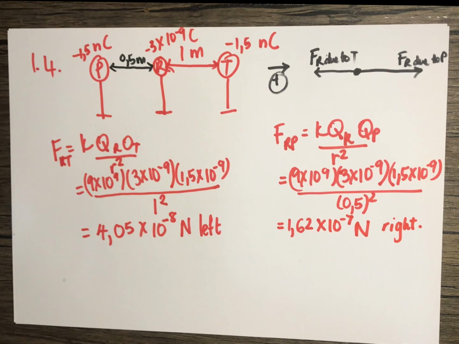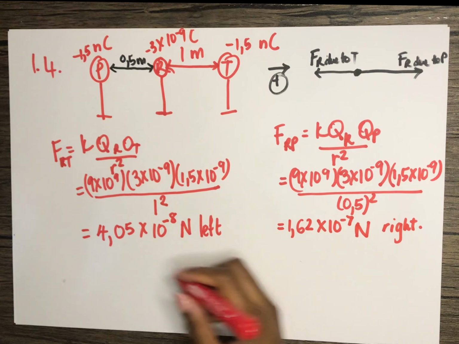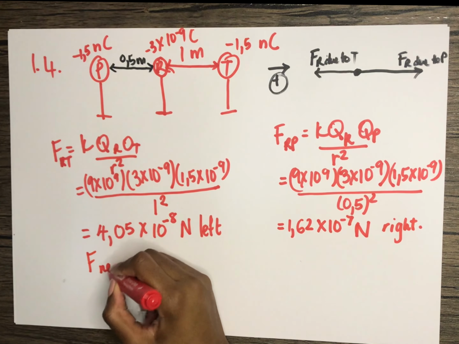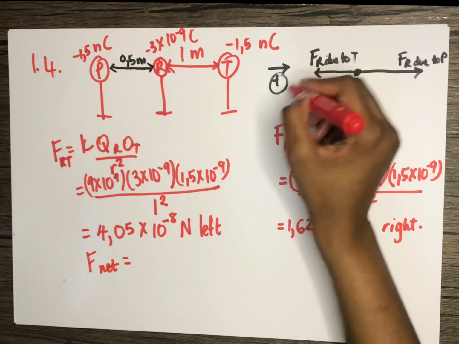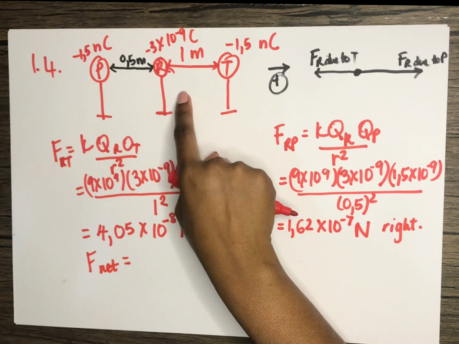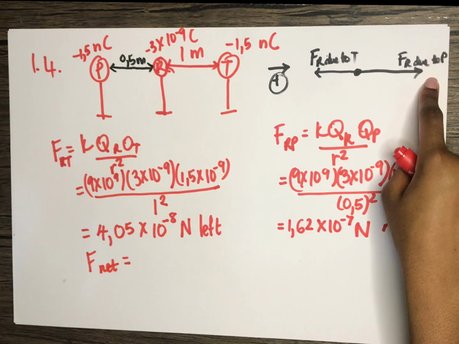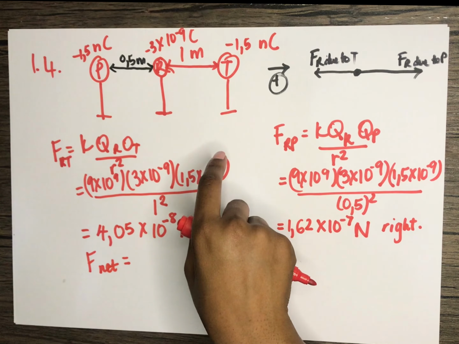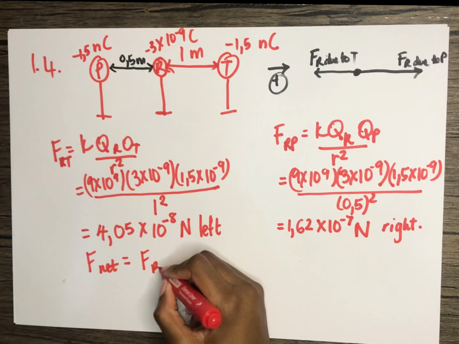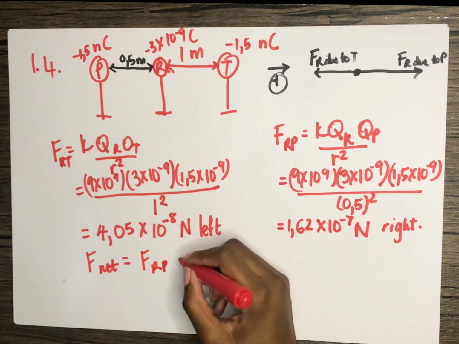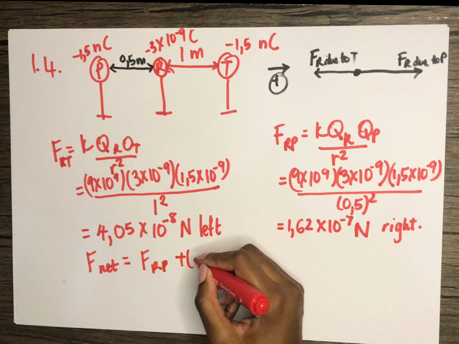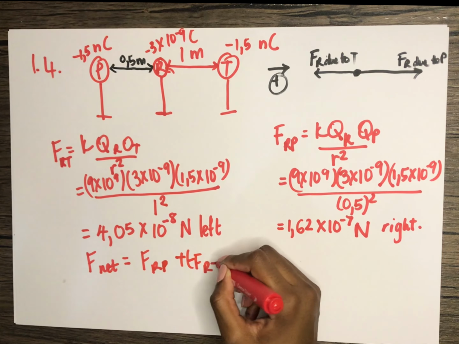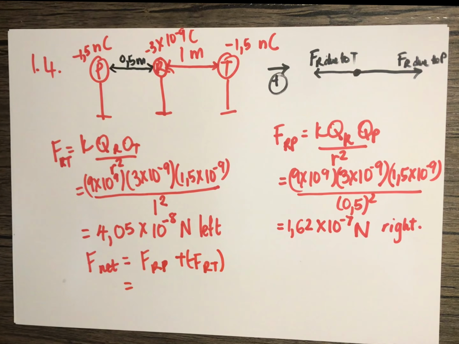Okay? Now the question had said calculate the net force experienced by sphere R. So if I'm now talking about F net, I must consider the direction that I had picked here. So FRP is going to be to the right, and then FRT is going to be to the left. So it's going to be FRP is positive, and then FRT is negative, right? So I find the vector sum to get the net force.